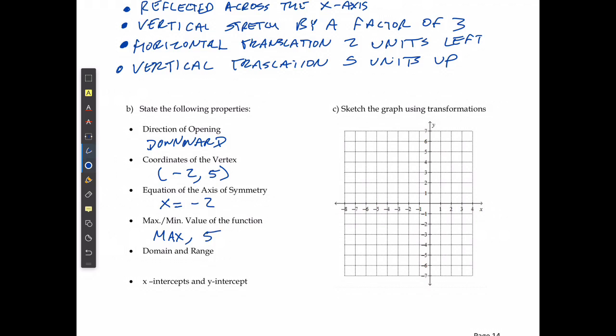For the domain and the range, the domain is going to state that it's x, where it's going to keep moving to the left, keep moving to the right. X is an element of all real numbers, or x ∈ R. For the range, in this case, because it opens downwards, it's going to be that y has to be less than or equal to the maximum of 5, where y ∈ R.